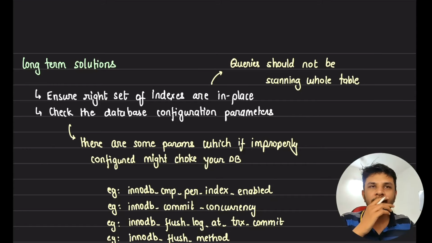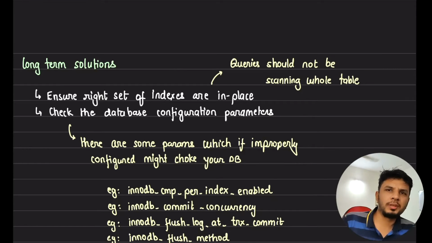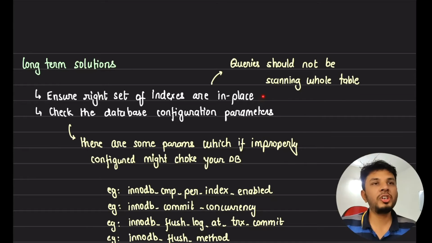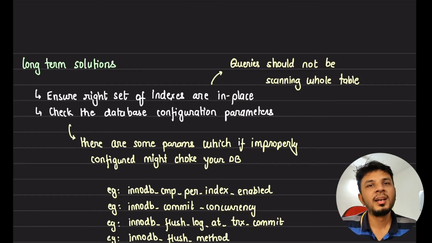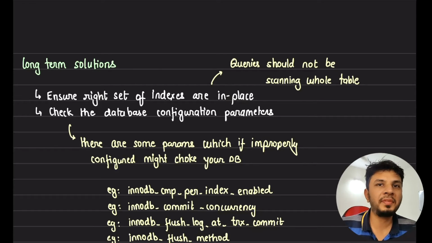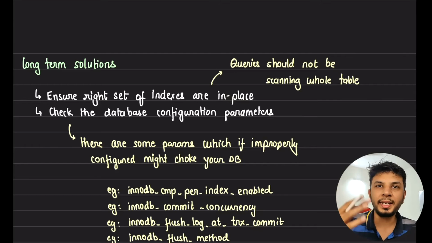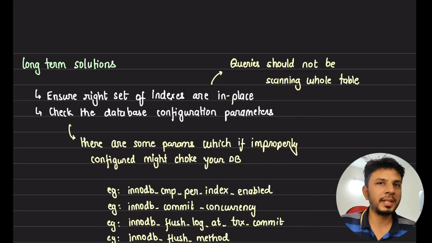So first of all, what we should be doing is ensure that the right set of indexes are in place. This is the most common reason that I have seen for your database operating at 100% CPU. If you do not have the right set of indexes on the table that you are querying, let's say you have a blogs table in which there are 1,000,000 blogs written, and you want to fetch all the blogs written by a particular user. So you will fire a query like select star from blogs where user ID is equal to 123.